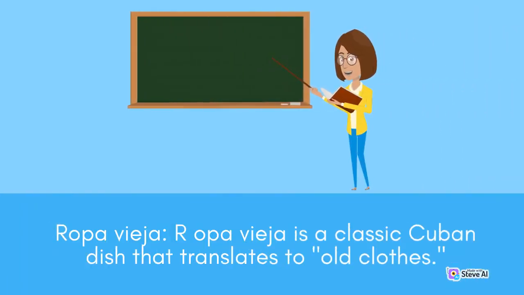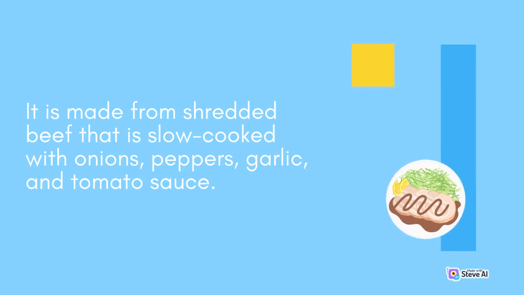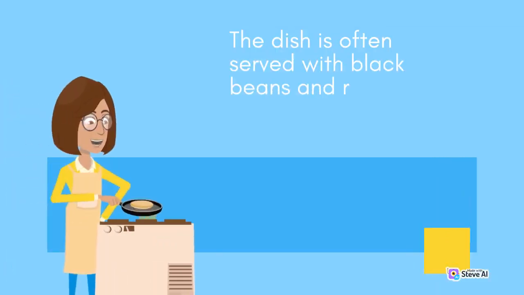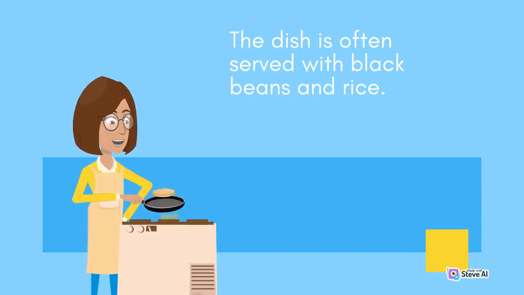Ropa vieja. Ropa vieja is a classic Cuban dish that translates to old clothes. It is made from shredded beef that is slow cooked with onions, peppers, garlic, and tomato sauce. The dish is often served with black beans and rice.